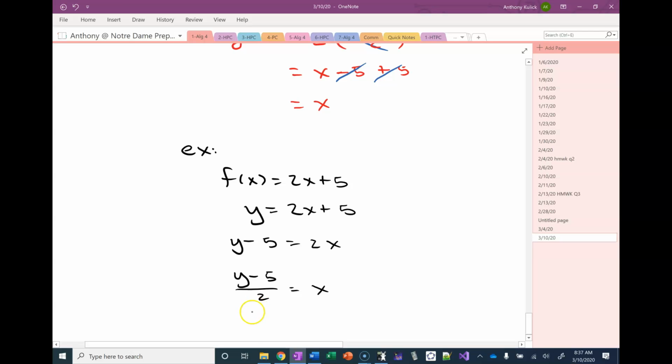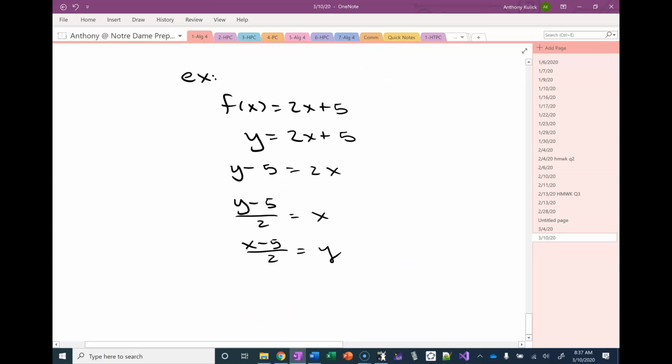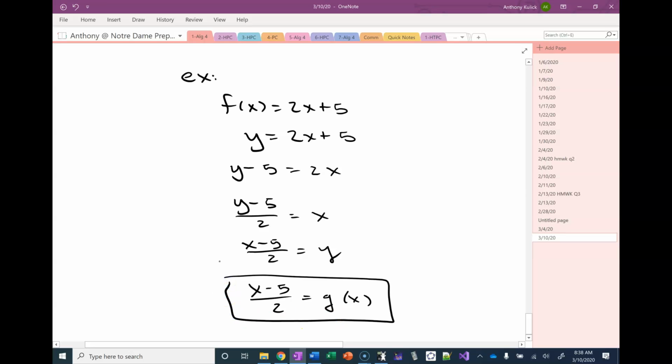My last step then is going to be to swap the x and y. So everywhere there was a y, I'm going to write an x, and everywhere there was an x, I'm going to write a y. And I'm going to call this new equation a new function name, let's say g. So there, g of x is equal to x minus 5 over 2. So f and g are inverses. Everybody's okay with that idea? Okay.